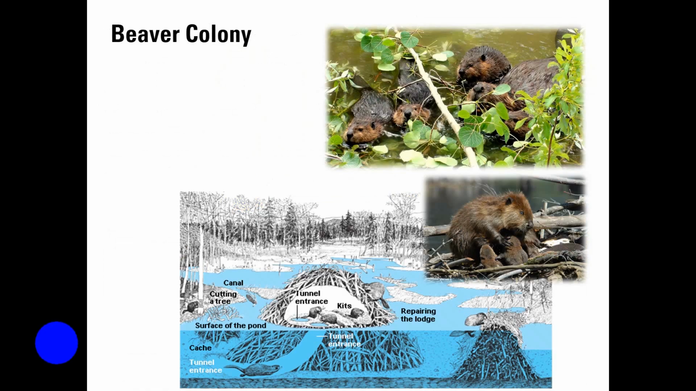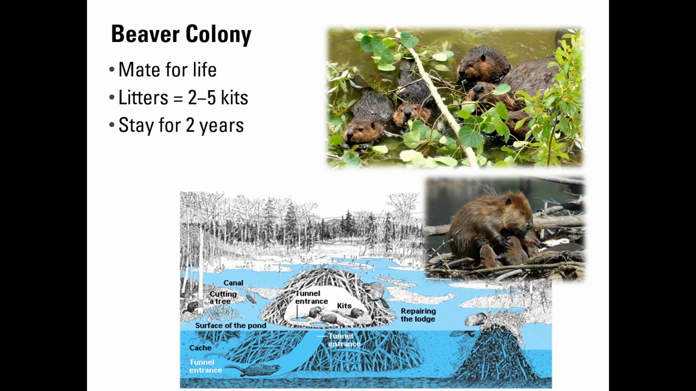A beaver colony is basically a family unit. A male and female pair up for life. They generally have litters once a year, generally winter to early spring, where they have 2 to 5 kits. These kits mature in the colony and will stay up to about 2 years before they leave. And so you get these overlapping generations between kits and subadults, resulting in about 5 to 8 individuals in a family.